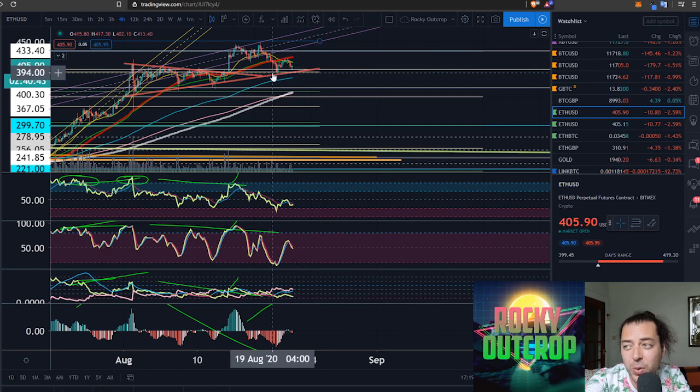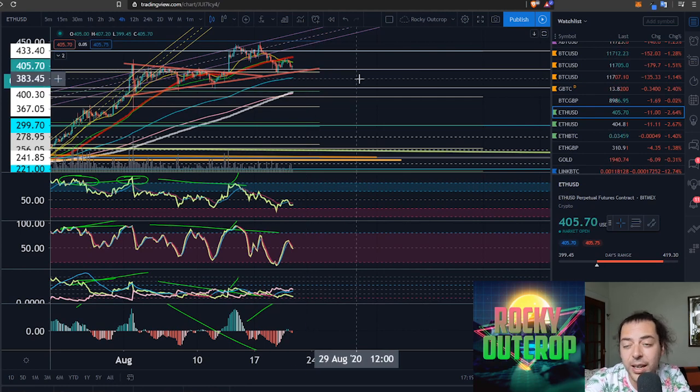Now, if the low comes in lower than our previous low, given the dynamic that we're looking at here, would that be hidden bullish divergence? Well, only if we don't go below 390. 391, 390, whatever you want to call it.